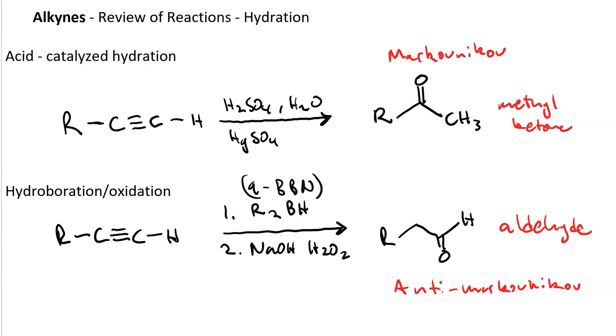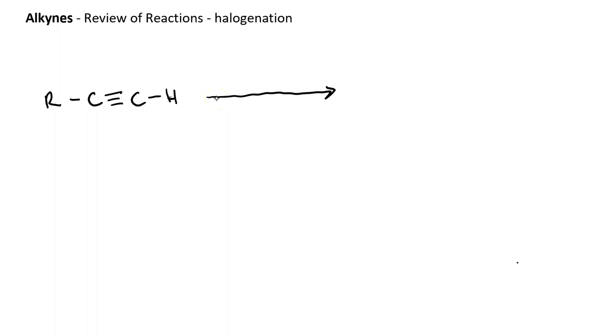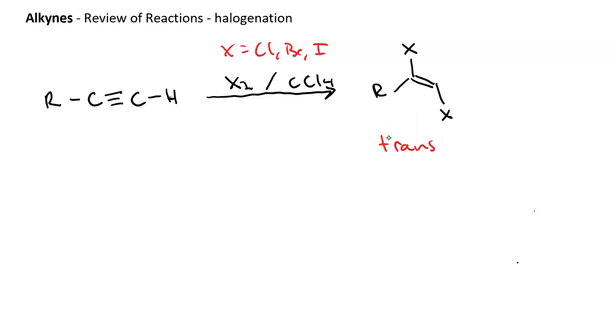Halogenation is accomplished by one equivalent of a halogen molecule, X2, where X can be chlorine, bromine, or iodine. And this needs to be done in carbon tetrachloride. Our major product is trans, suggesting that the dominant mechanism is anti-addition. But we also get some cis. The mechanism is not fully understood.